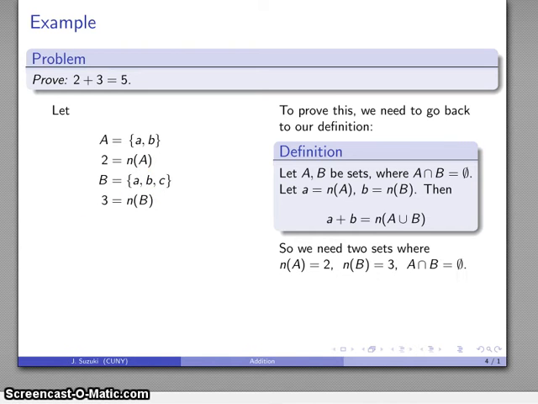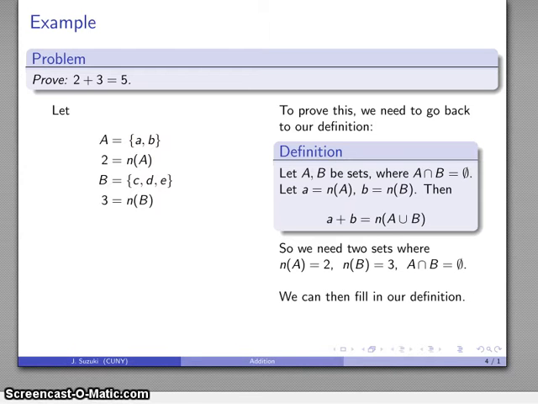Let's see, I need A intersect B to be the empty set. Oh, wait a minute, these two do have something in common. I can claim A intersect B is the empty set, but it's not true. So that would make the rest of the work meaningless. So let's fix it. We'll change B to something else. So now B has things that are entirely different from what A is.